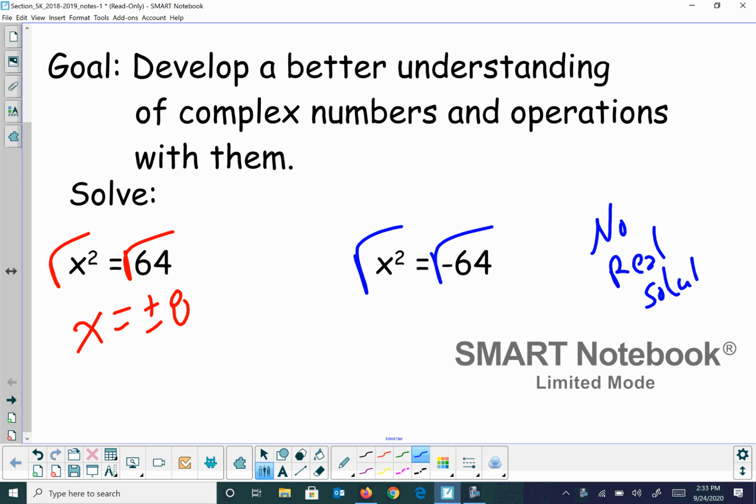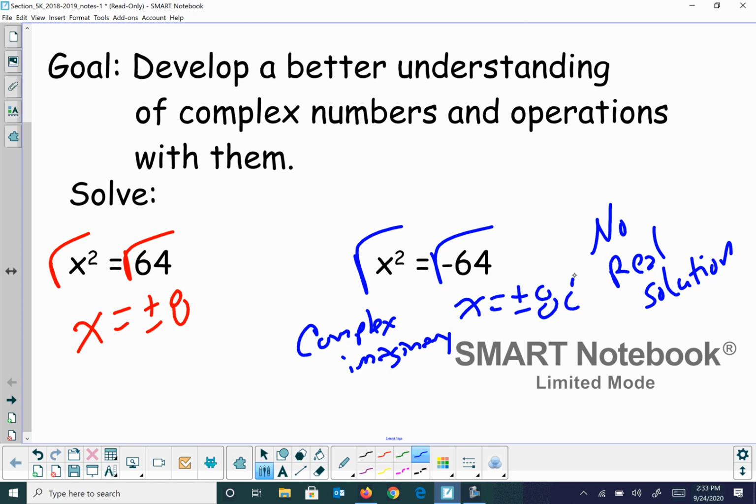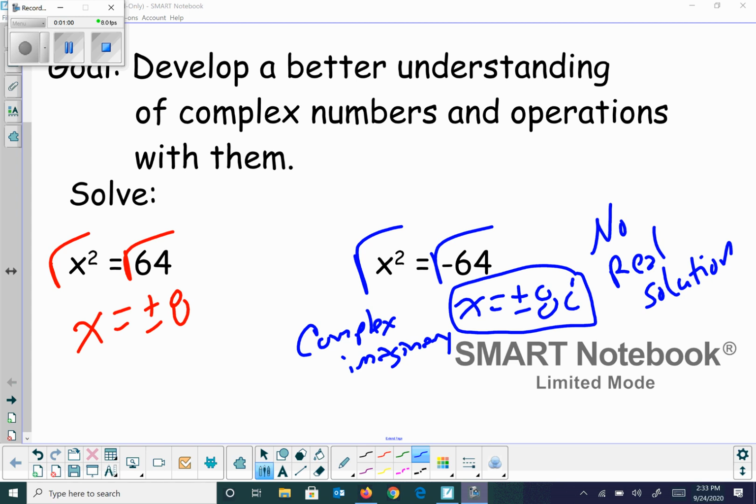And I would tell you that this does have a solution. This has a solution as part of the complex numbers. Complex numbers encompass something called the imaginary numbers. And this would actually have an answer of x equals plus or minus 8i. I is not a variable. It stands for that you had a negative square root. So let's continue on with this problem.